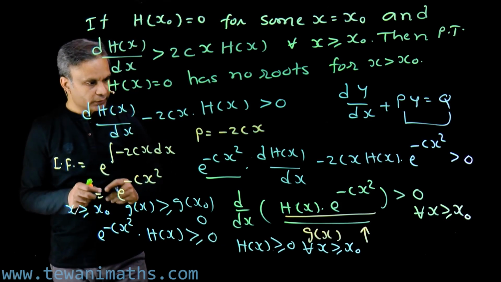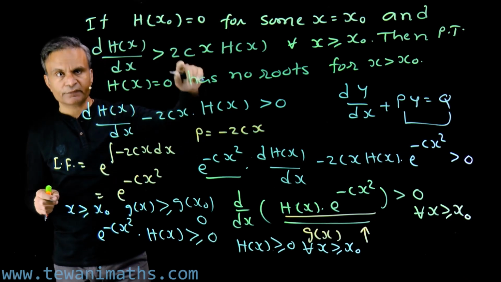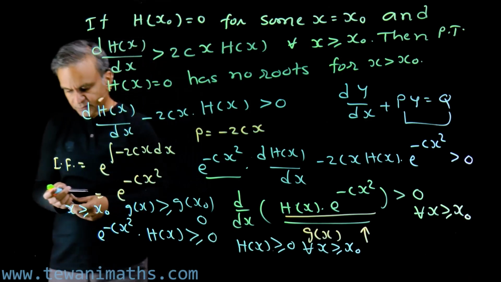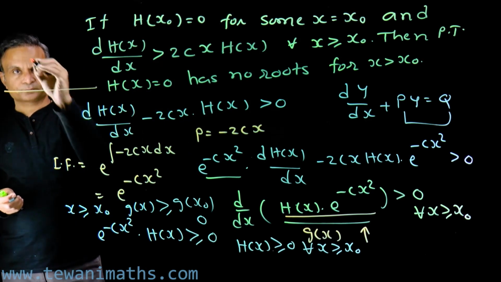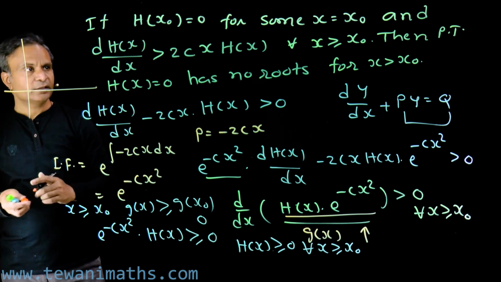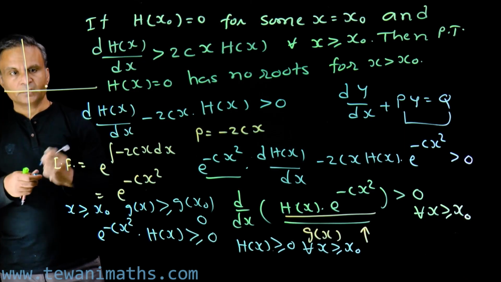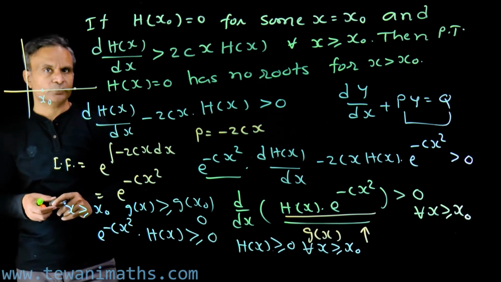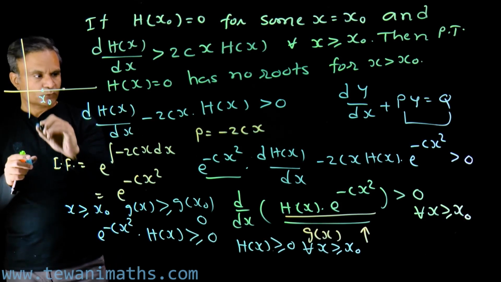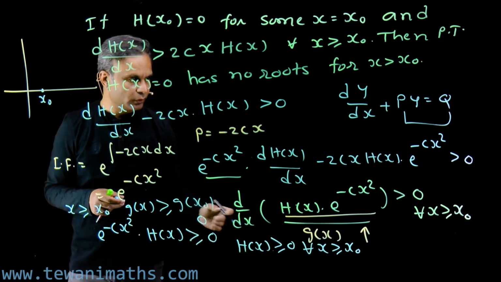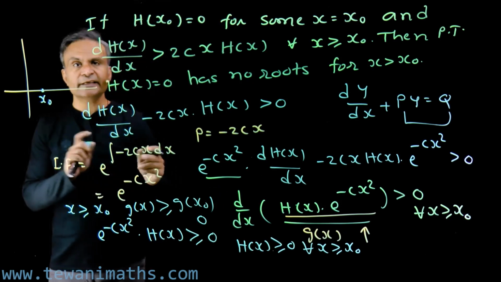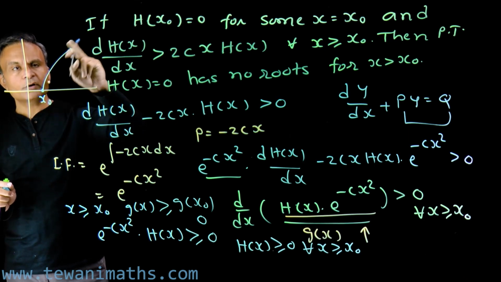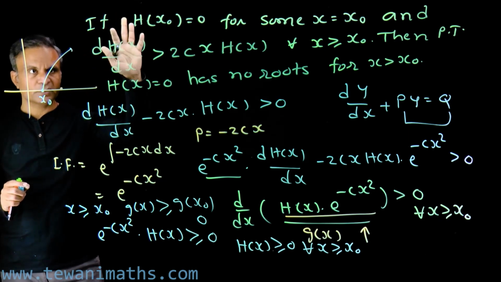And the function is an increasing function. h(x₀) 0 है और function increase कर रहा है, तो graph क्या होगा h(x) का? What will be the graph? Graph will be like this. This is x₀ where the value of function is 0. And for x greater than or equal to x₀, g(x) is an increasing function. तो graph कैसे होगा? Graph will be like this. It will move up. Function increase कर रहा है तो ऊपर की तरफ जाएगा.